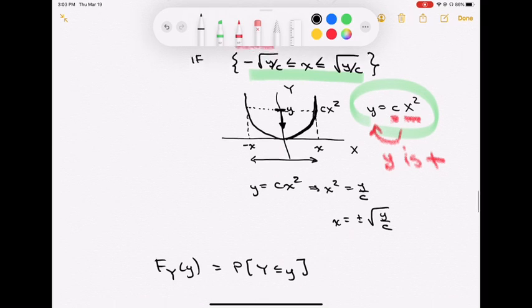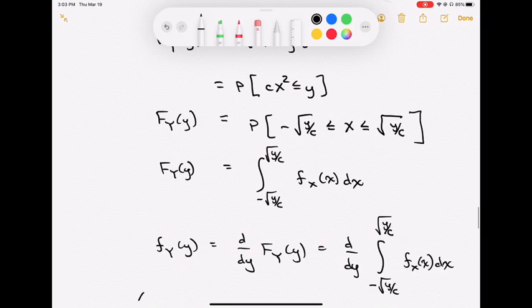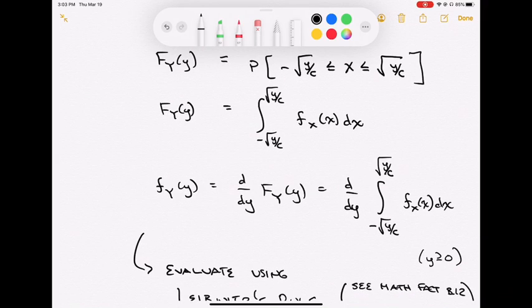It's following a quadratic curve. And so when I write my CDF expression out, I get my CDF of y being related to a probability of x being on an interval that goes from minus root y by c to plus root y by c. I can express that as a probability, which I did right here.